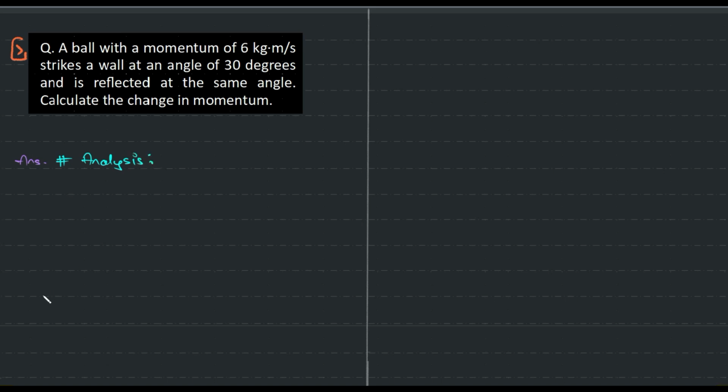So what we have here is a wall. And say we have an object striking at 30 degree with the wall and it will reflect back with a similar angle, something like this. So this is 30 degree and this is 30 degree. So this is coming in with 6 kg meter per second momentum. And it will bounce back since nothing else is given. We'll assume that it will bounce back with the same momentum, okay, in terms of magnitude.